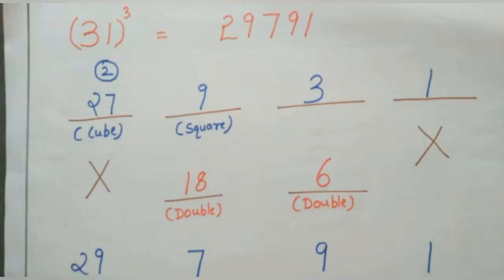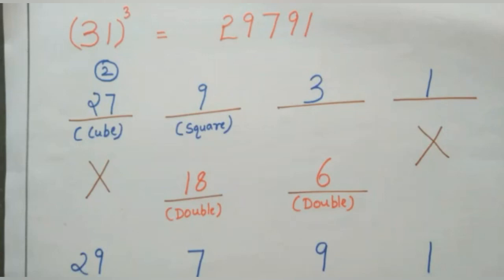Second step. Again I am going to leave the first and the last number. See, I have put a cross for them. And then I am going to double the number. See, what is double of 3? 6. What is double of 9? 18.